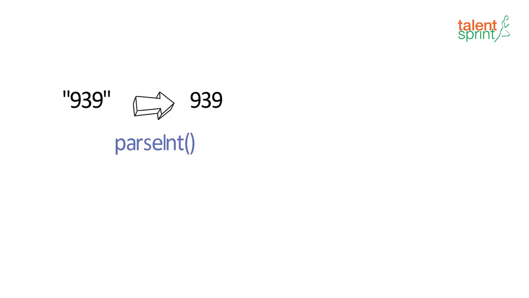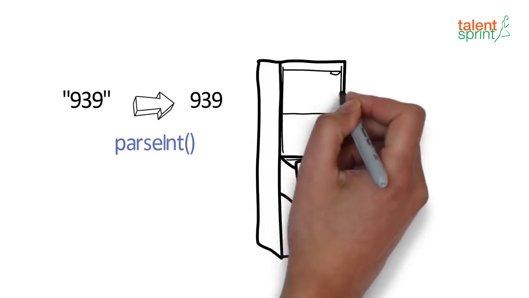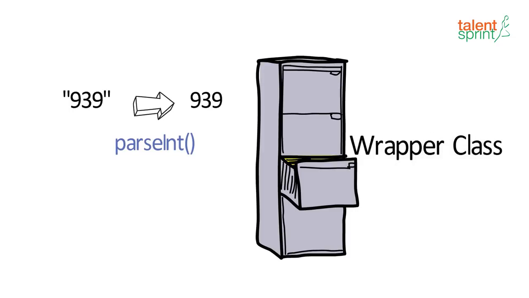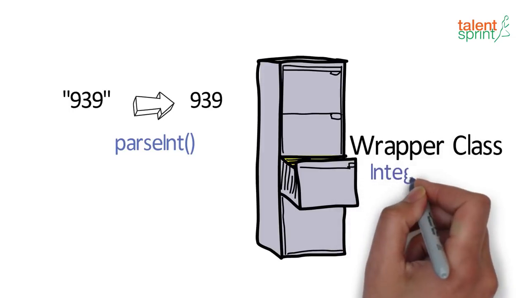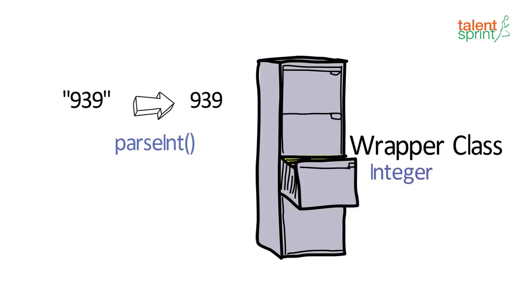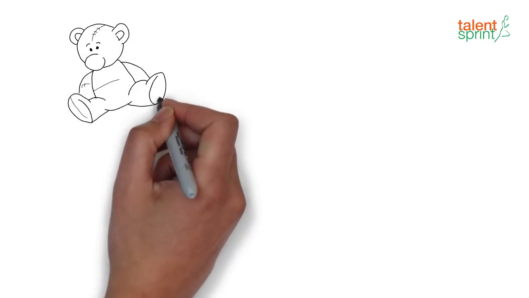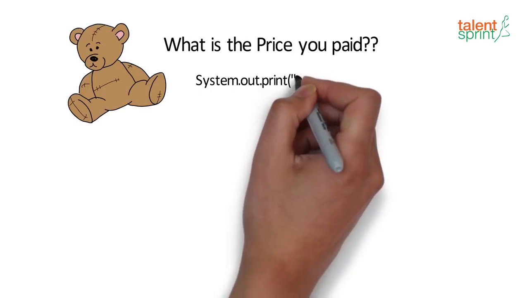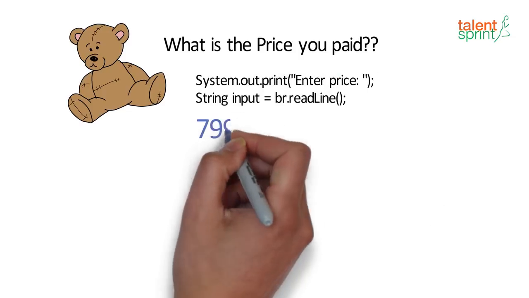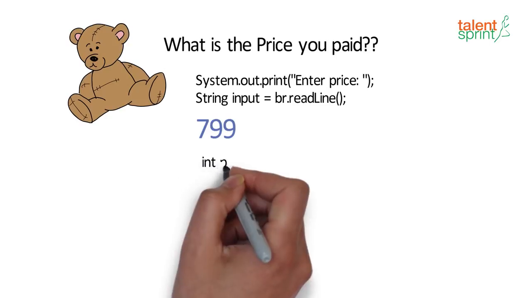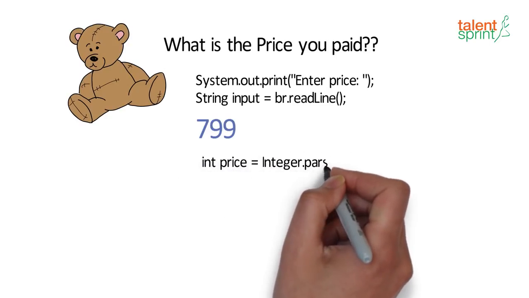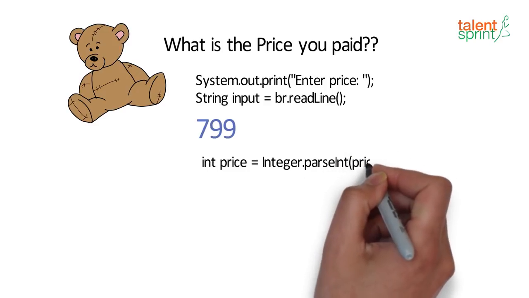This parseInt function is present in the Integer wrapper class. So we use this function to do the conversion. Let's say we ask the user to input the price of a certain commodity. When you receive the input, it will be a string. Now to convert this string to an integer, we use the parseInt method of the Integer wrapper class, as shown on the screen, and store the output given by this function in an integer variable.